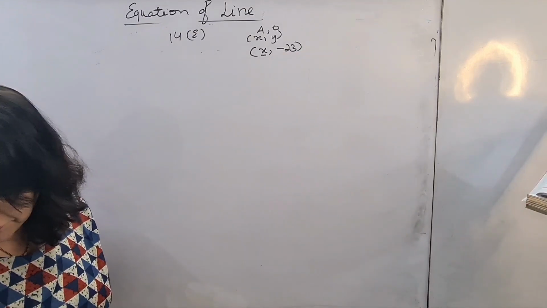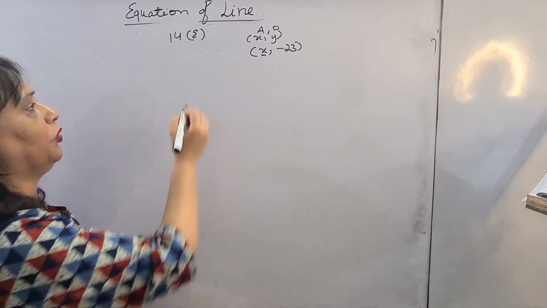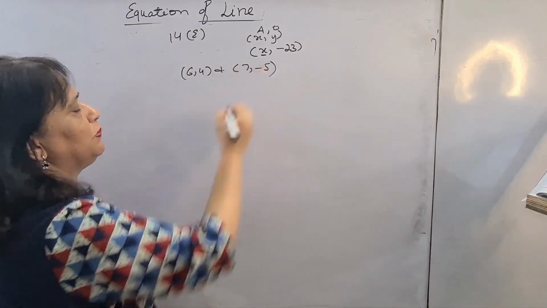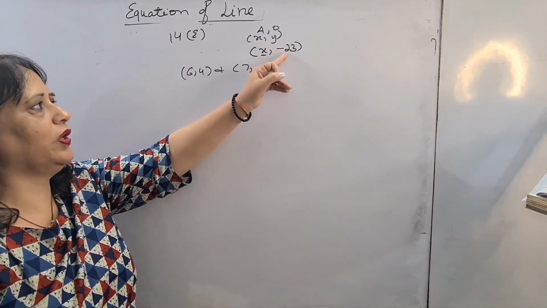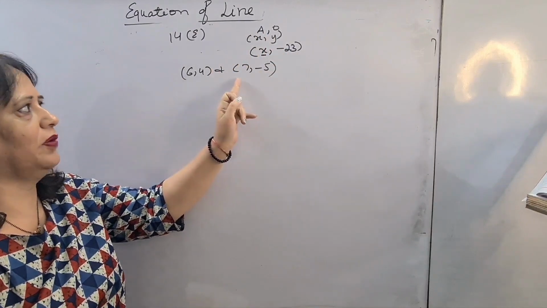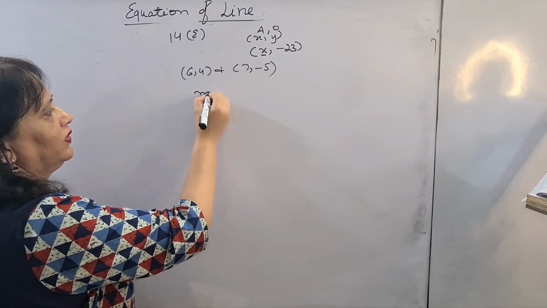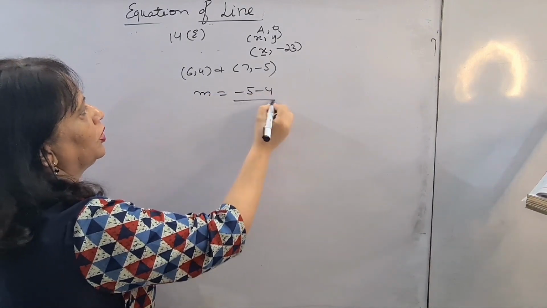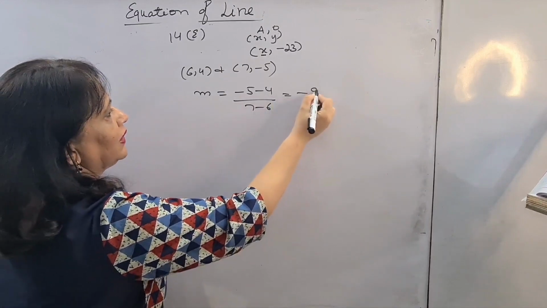And the points being given to me are (6, 4) and (7, -5). Again, I am explaining the question. This point, this ordinate, lies on the line. So I have to form the line first. For that, first the slope is equal to (-5 - 4) upon (7 - 6), which is -9.